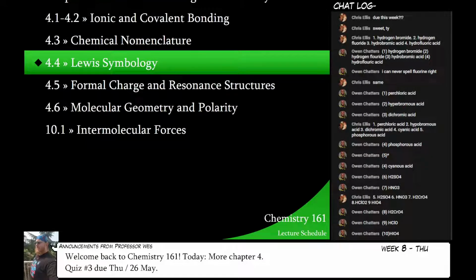Let's draw Lewis structures of everything. Okay, so if you took 140 with me, you remember that we spent a little bit of time in Chapter 7 on drawing Lewis structures.